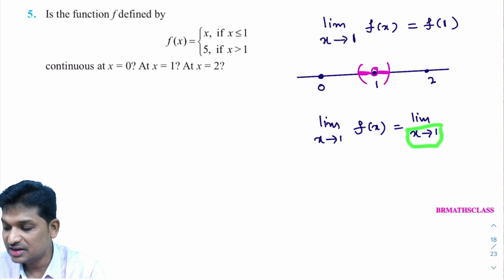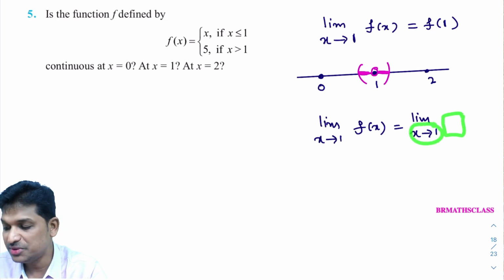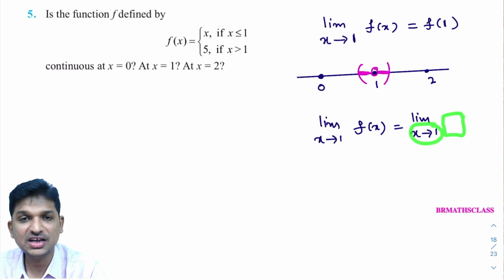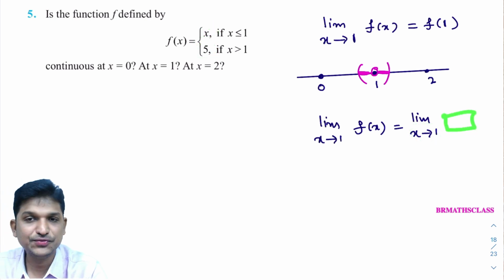So here the question arises: which function to choose? When x value approaches 1 means x value is less than 1, it is possible. At that time I need to choose the first function. When x value is greater than 1, at that time I need to choose the second function. So in this problem, there is confusion about choosing the function.